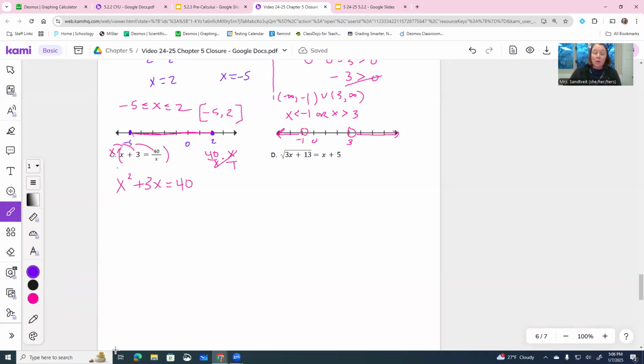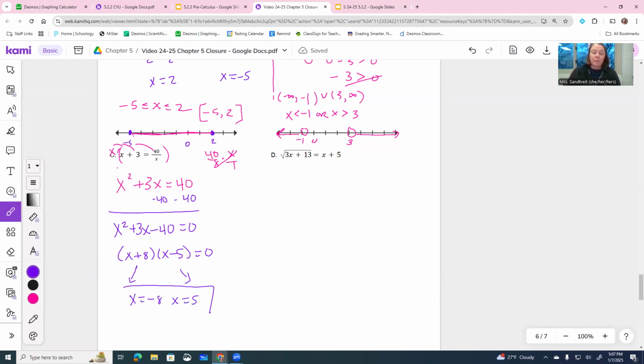Okay? Again, this is quadratic. But to solve a quadratic, I have to have equals 0. So I'm going to get everything over to one side. And then you can use the quadratic formula, or you can factor with a box and a diamond. This factors into x plus 8 times x minus 5 equals 0. And then I want to know what values of x would make each of these 0. So -8 and 5.